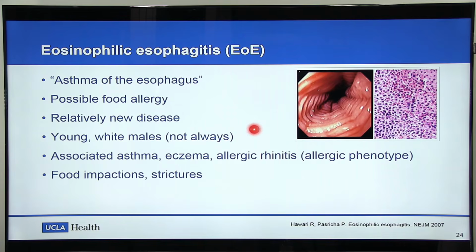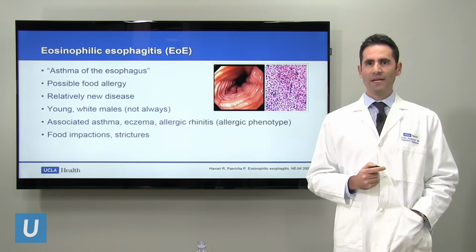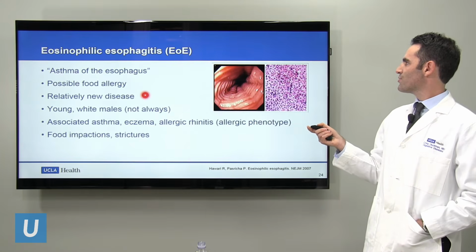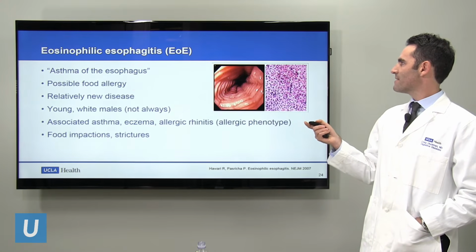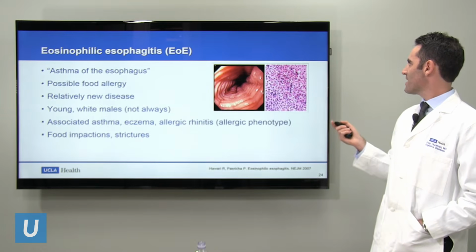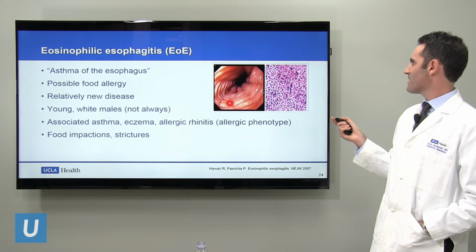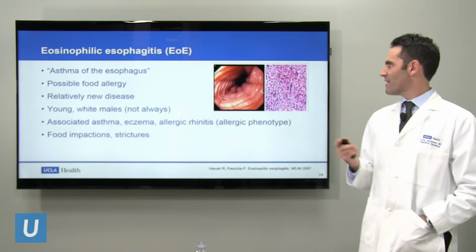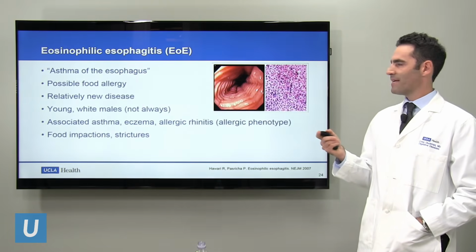This is an upper endoscopy of a patient with EOE, and you can see how narrowed this esophagus is. It's scarred, it's ringed, so clearly this patient would have a problem with swallowing. We often refer to EOE as asthma of the esophagus because, as I said, we think it's due to a possible food allergy, and similar to asthma, where patients get narrowing in their airways, patients with EOE get narrowing of their esophagus.